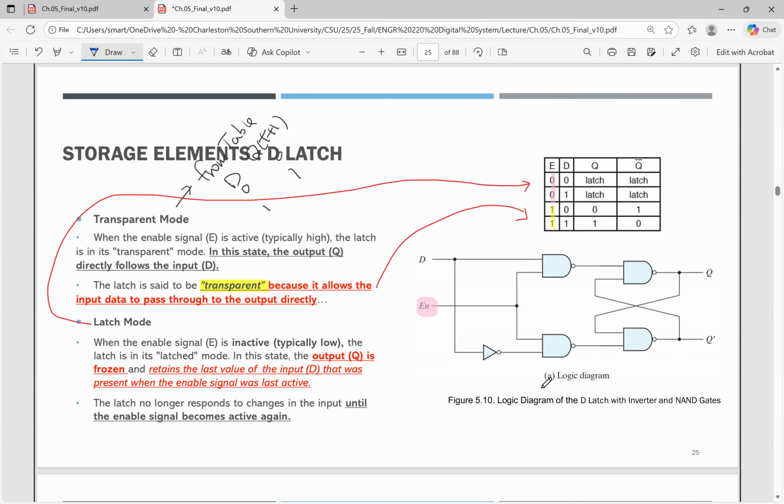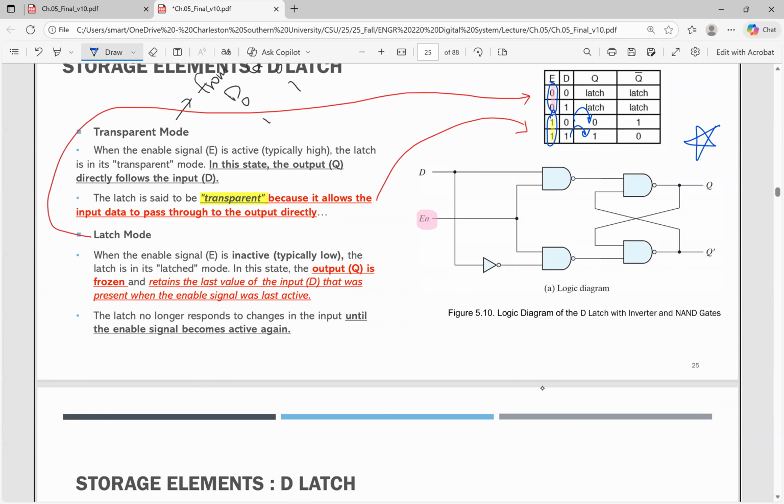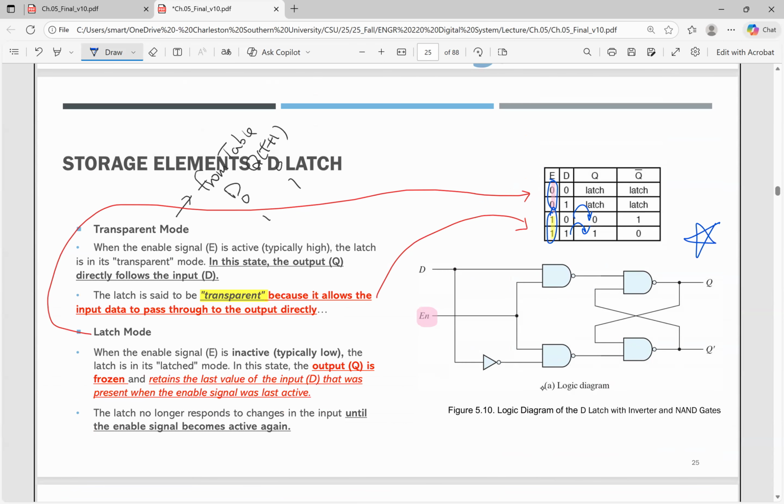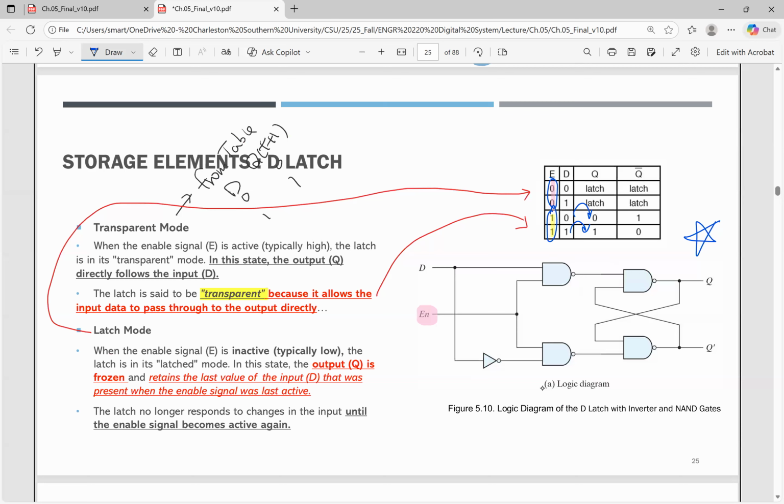Okay. And then this is the D latch. But the D latch is like transparent. 0, 0, just like before, no change, but for 1, 1, the Q value is the same as the input D. Okay. So that is what you have to do. Very important. That might be one of the possible questions.